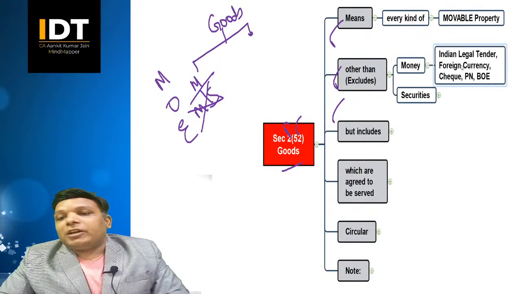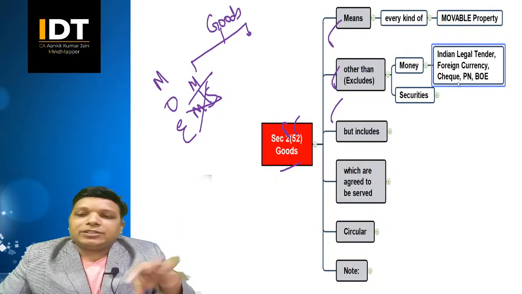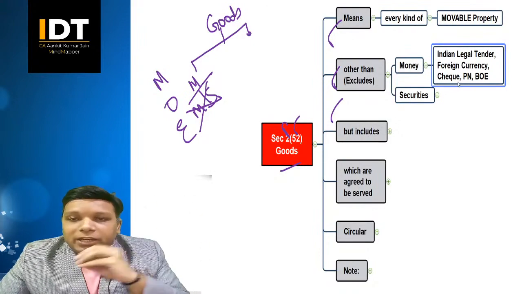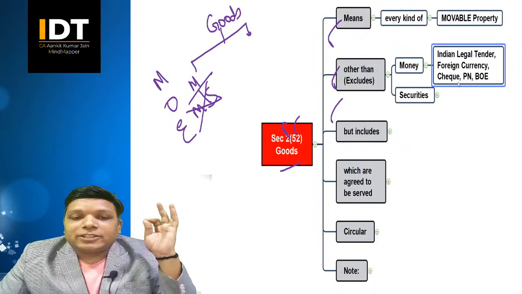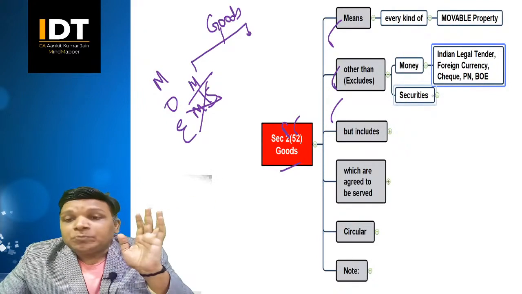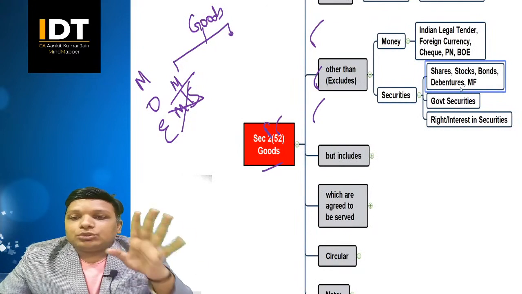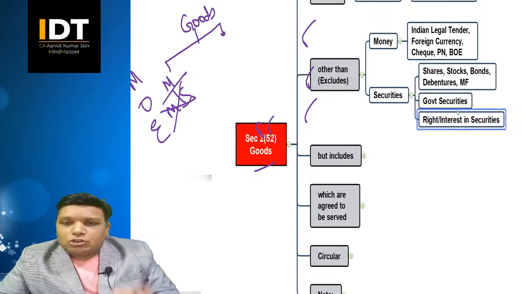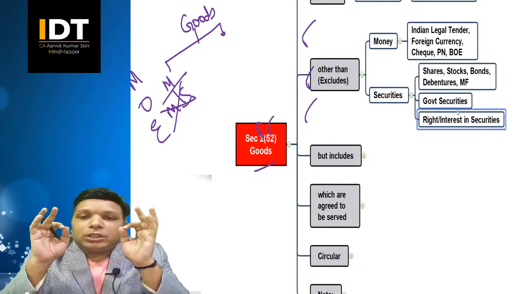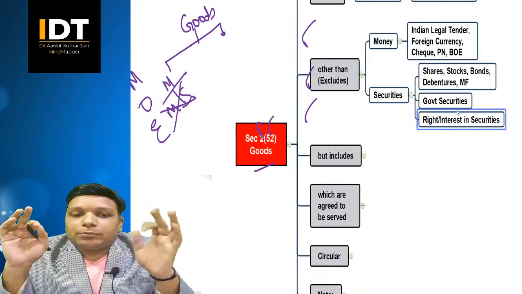Money means any kind of money: Indian legal tender, foreign currency, cheque, promissory note, bill of exchange, any name you give, any color you give. Correct? Money is money and that is excluded from the definition of your goods. What do securities mean? That means shares, stocks, bonds, debentures, mutual funds, government securities, rights, interest in security, anything related to security. We will call those securities, and those securities are also excluded from the definition of goods.